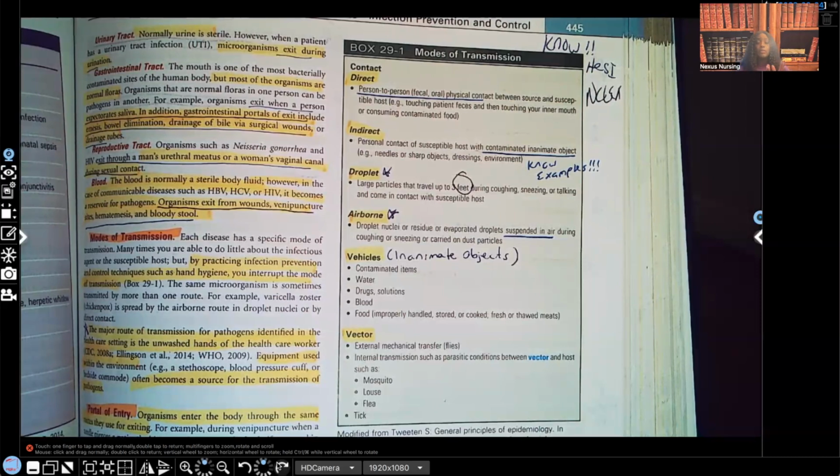All right, guys, so let's get started. Let's take a look. We're going to get started by looking at the modes of transmission. We have contact, indirect, droplet, airborne, vehicles, and vector.